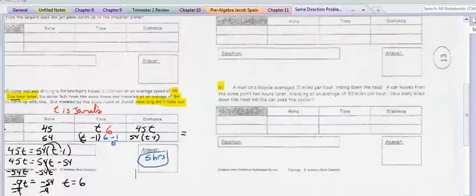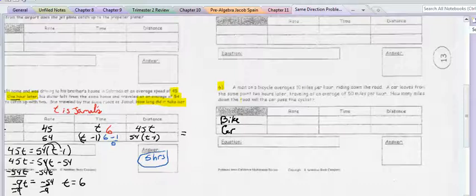Okay, we're going to do number 6. It says a man on a bicycle averages 10 miles per hour riding down the road. A car leaves from the same point 2 hours later, traveling at a rate of 50 miles per hour. How many miles down the road will the car pass the cyclist? Okay, so here we go. We've got the bike, he left on a bike, a cyclist, and we have a car.